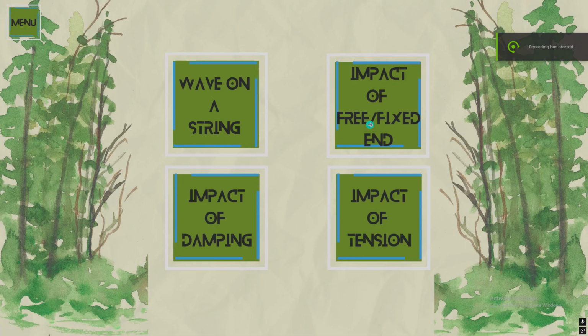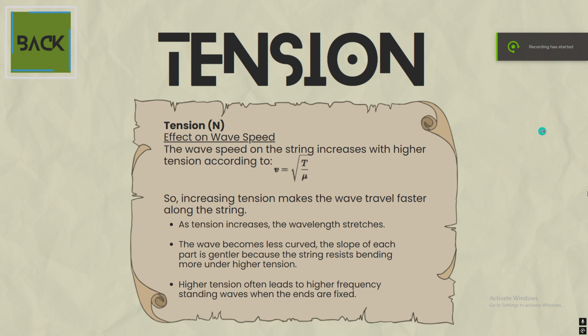Next, we will talk about the impact of tension on the string simulation. Tension: effect on the wave speed. The wave speed on the string increases with higher tension according to v equals the square root of T divided by mu, which means higher tension increases wave speed, where a higher mu, a heavier string, slows down the wave. So increasing tension makes the wave travel faster along the string.